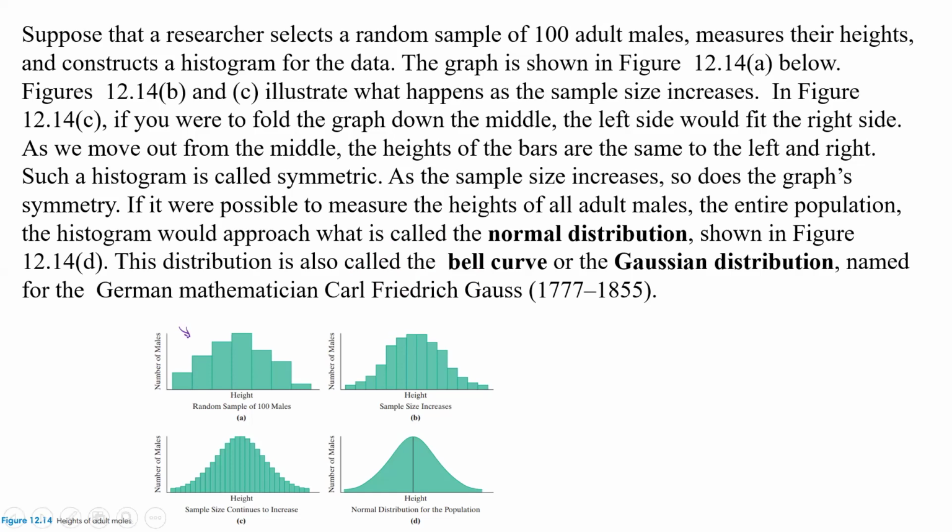Now, B and C illustrate what happens as the sample size increases. So now we increase it a little bit more. So we got B, and we increase it a little bit more, and then we have C. Well, probably a lot more, but we're increasing it.